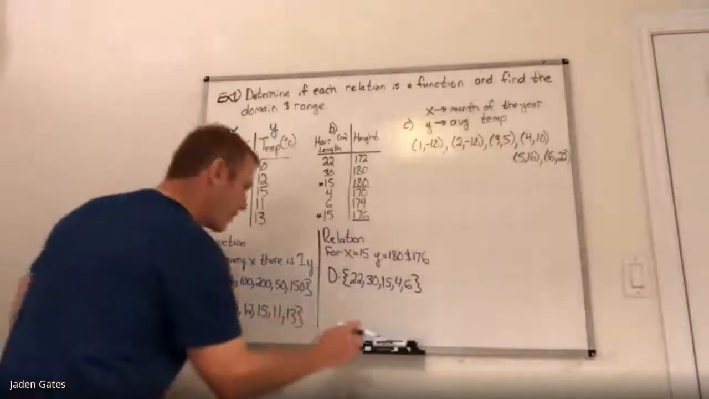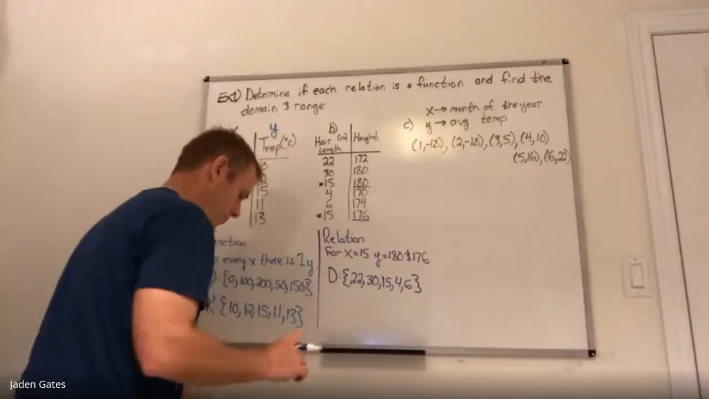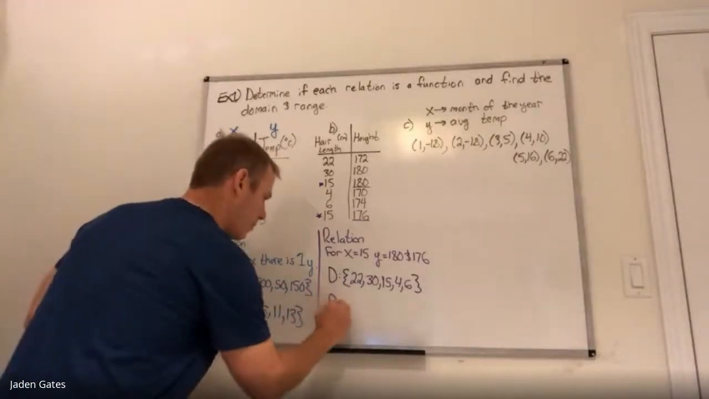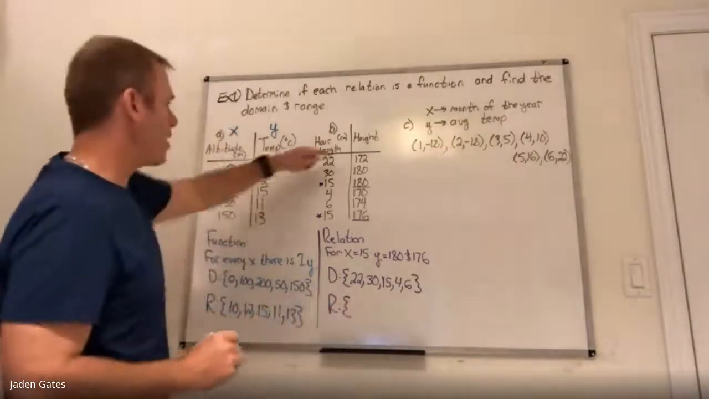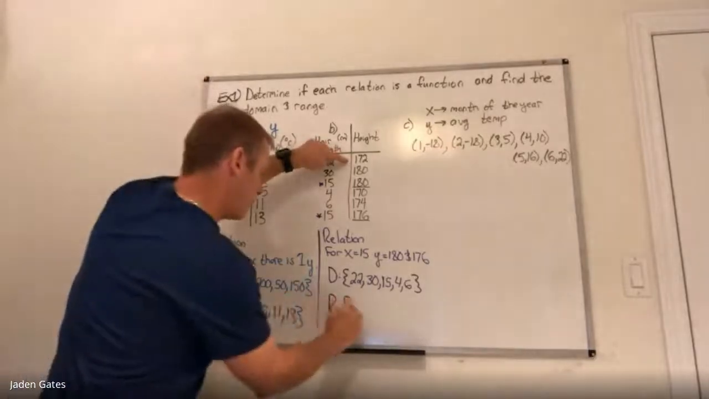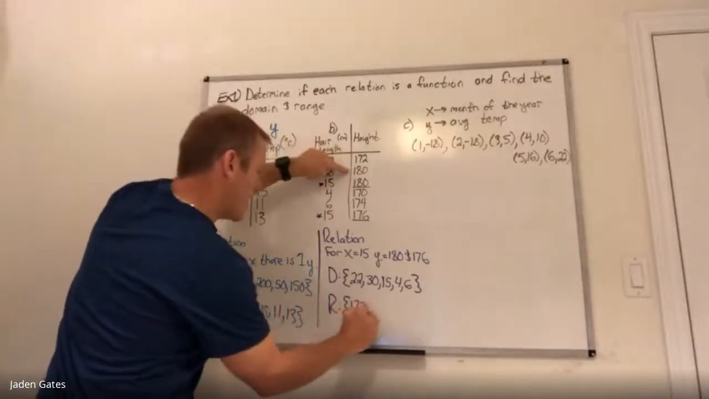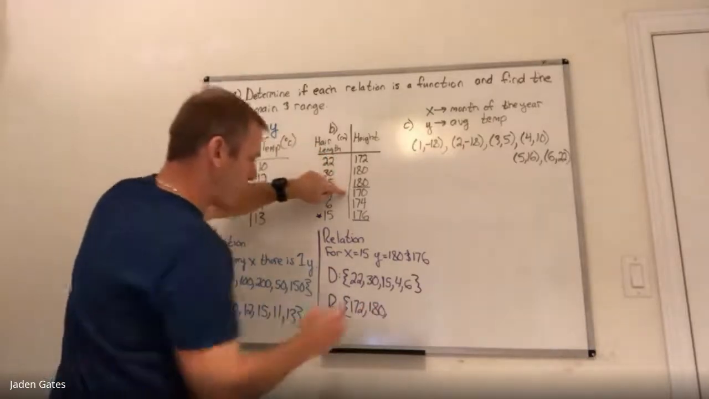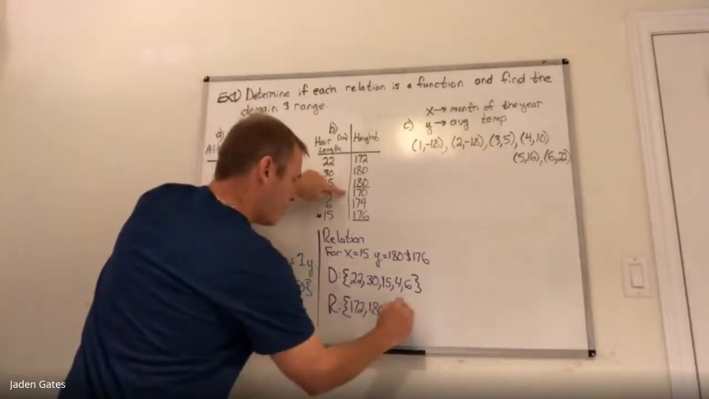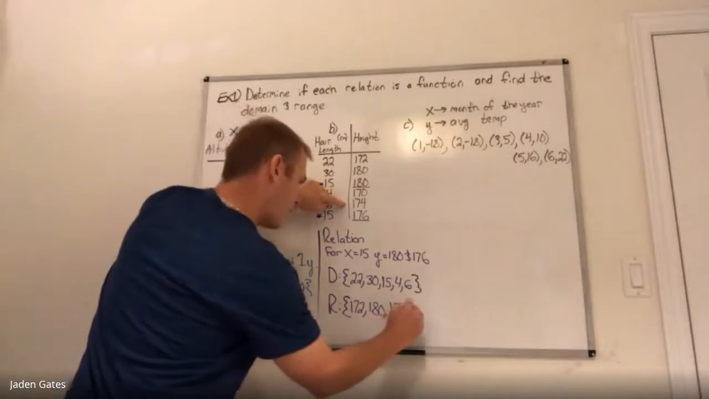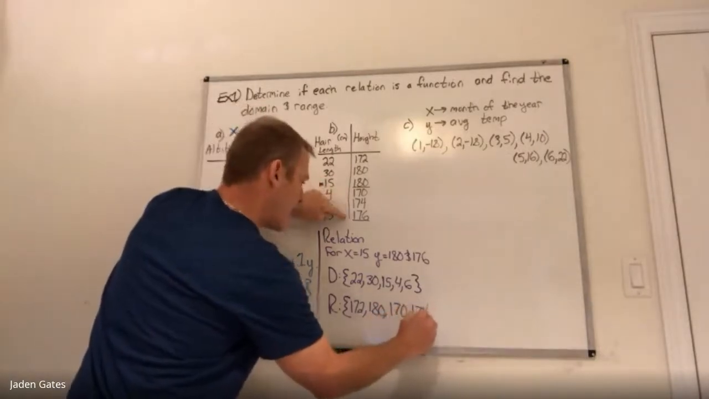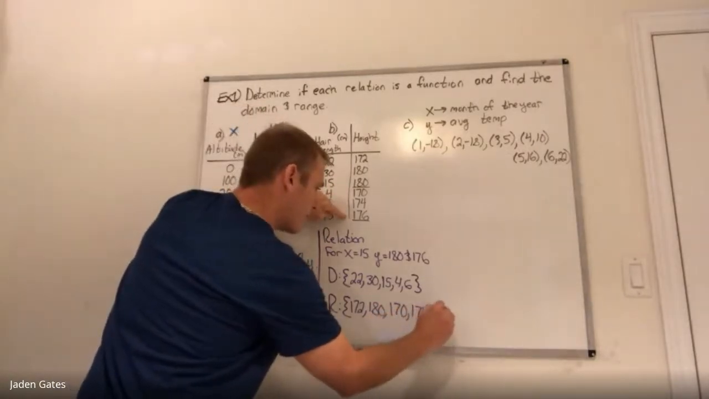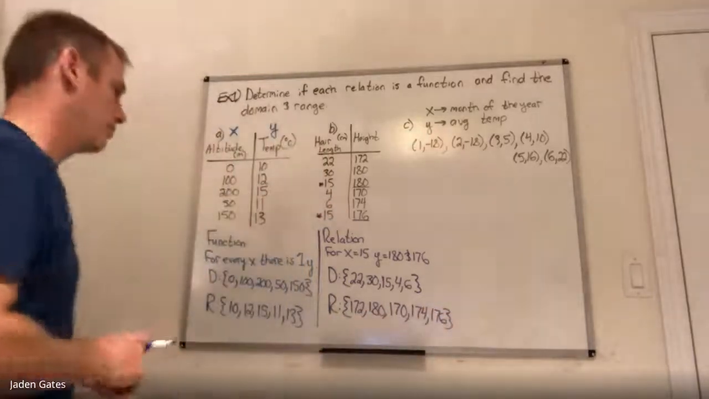Same idea with range. What are my possible y values? I got a 172, a 180. Again, I got 180 again, but I don't need to write it again. 170, 174, and 176. And there we go.